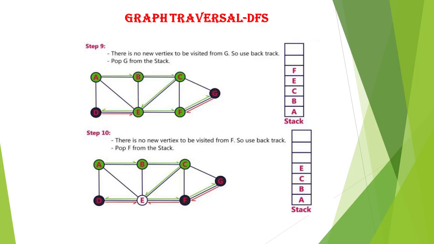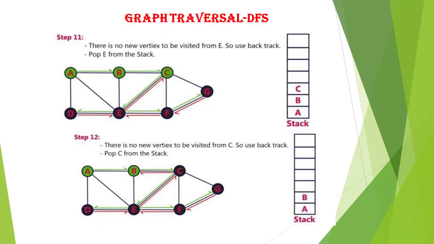We have visited G through F. So backtracking takes place and we come to F. While backtracking, pop the top element from the stack. So G will be popped from the stack. In the 10th step, from F, all other adjacent vertices are visited. So backtracking takes place and we come to E. So delete F from this stack. After that, from E all the other vertices are visited, so backtrack to D, delete E from this stack.